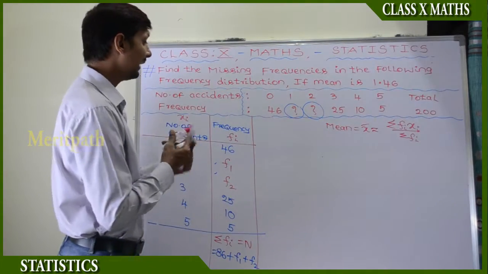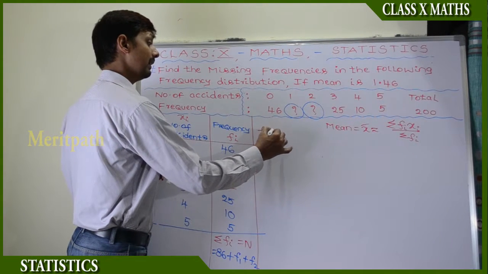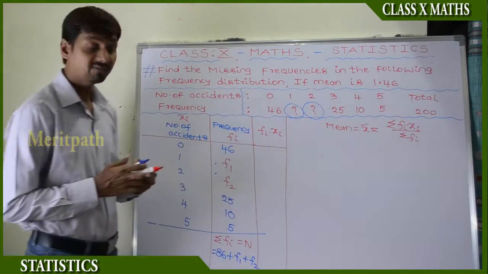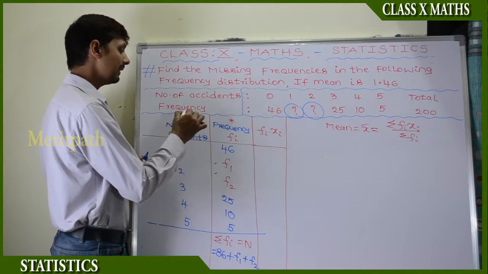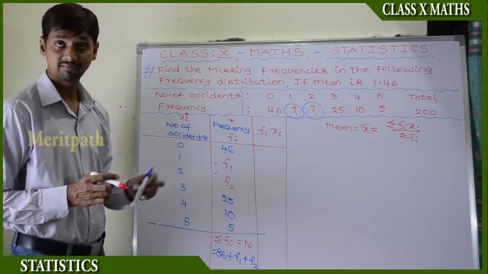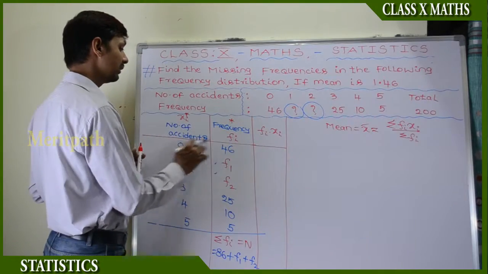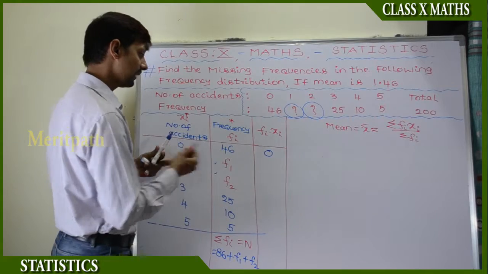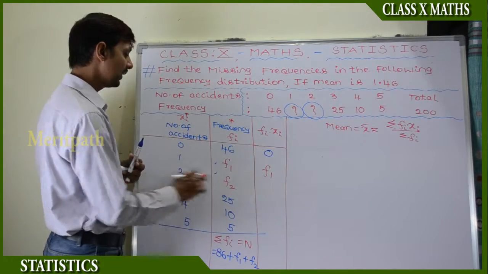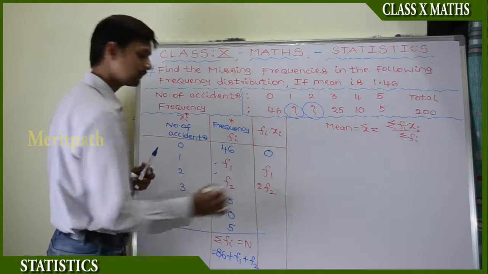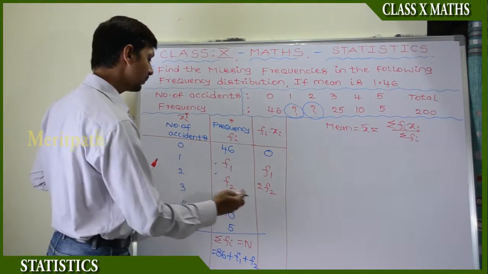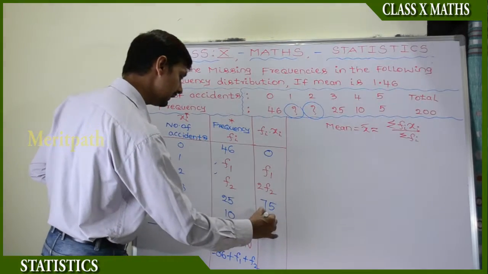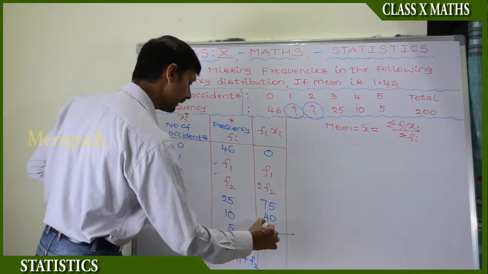So let's find fi into xi. We multiply fi and xi to get fi xi. 0 into 46 is 0. 1 into f1 is f1, kept as a variable. 2 into f2 is 2f2. The next numbers are 3 into 25, which is 75. 4 into 10 is 40. And 5 into 5 is 25.